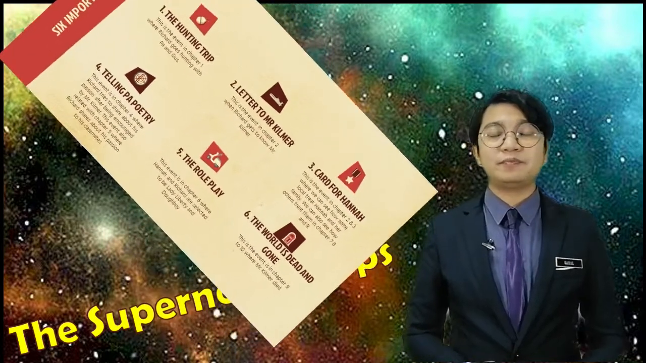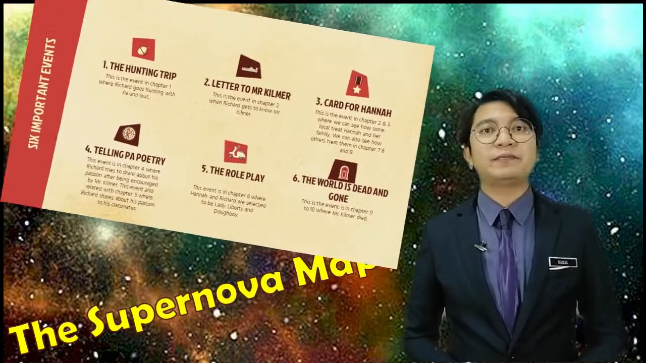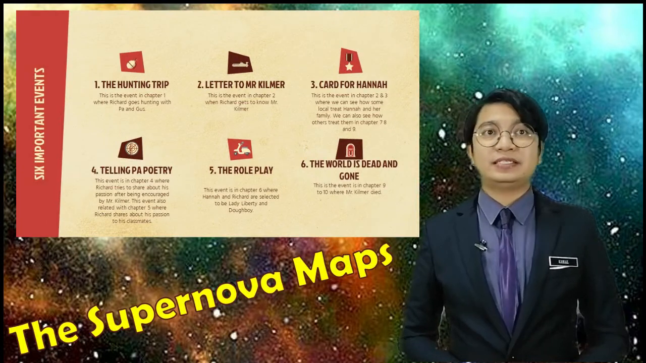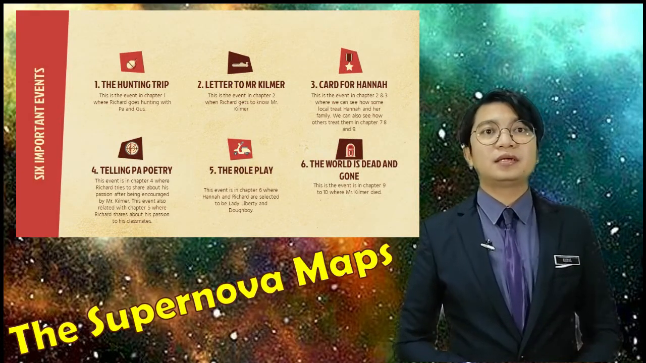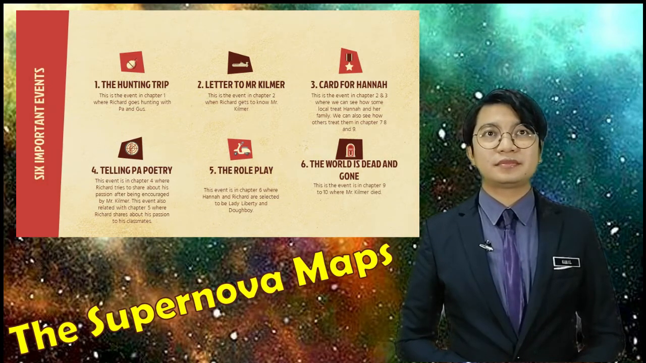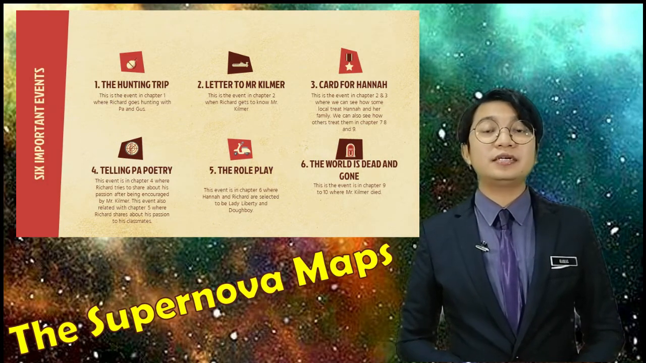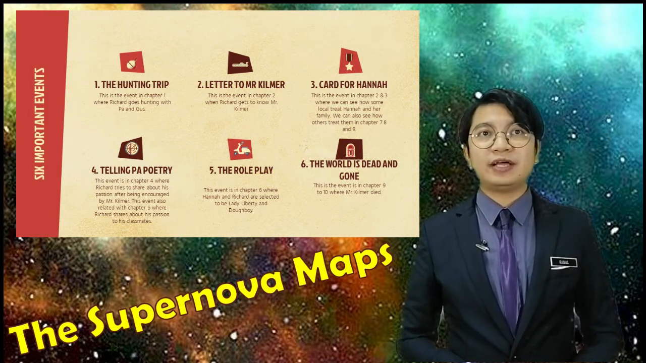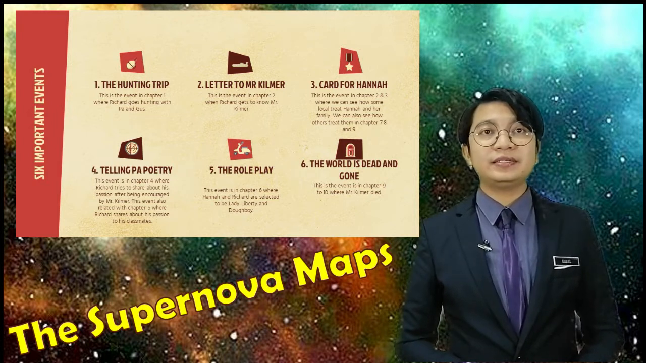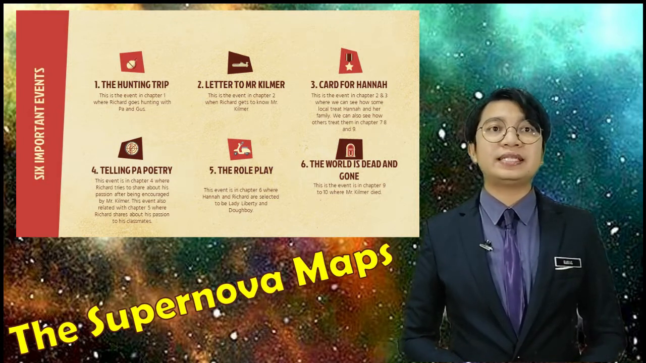This is the most important component in the Supernova Map, the important events. There are 6 events in the story. The first is the hunting trip, followed by letter to Mr. Kilmer. Then we have card for Hannah, telling Pa, poetry, role play, and the last one, the world is dead and gone.